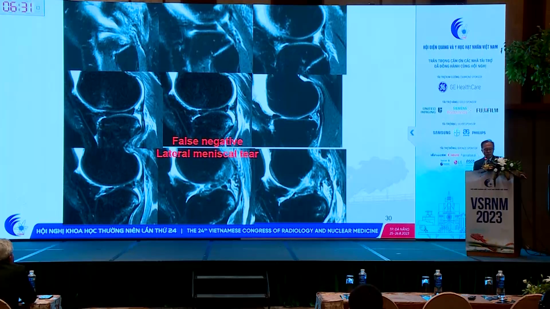And how about the lateral meniscus? It is still very common to have a false negative lateral meniscal tear on MR imaging, not by the scope. The scope is perfect for viewing the lateral meniscus. But for MR imaging, when we have an anterior cruciate ligament tear, we will easily overlook the lateral meniscal tear. I don't know the reason, but by statistics, it is common.